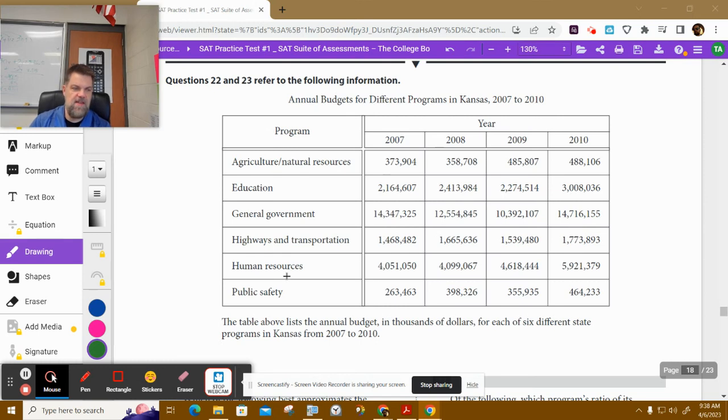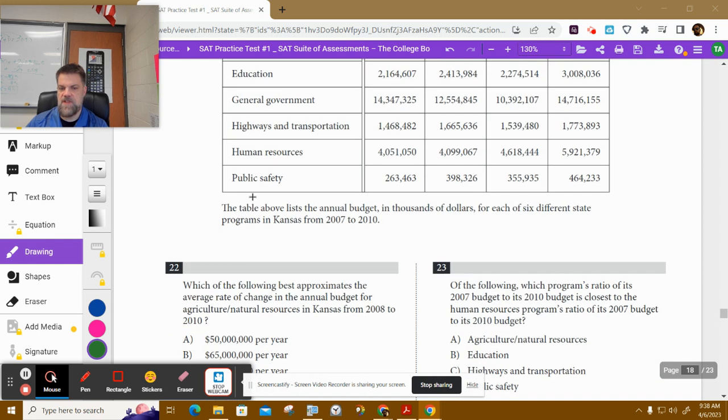So this table of values is for problems 22 and 23. And let's just read some of this stuff. These are annual budgets for different programs in Kansas. So agricultural programs, education programs, general government, highways and transportation, human resources, public safety. From the years 2007, 2008, 2009, 2010, and this is the number of different programs they have under those categories.